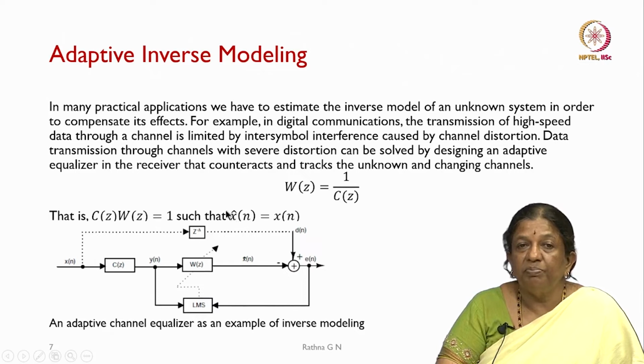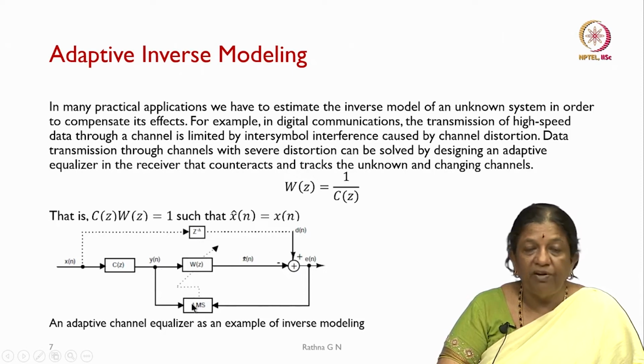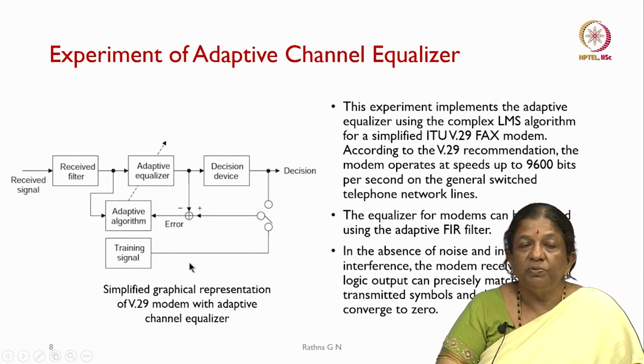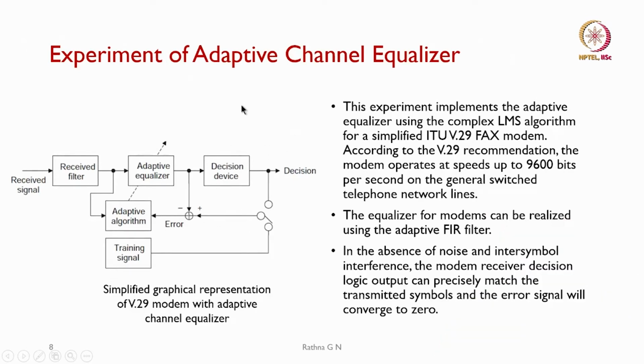So this is how whatever we have passed through the communication channel will be received in this fashion. Whatever we receive, x hat of n, is almost equivalent to x of n, and as usual our error goes through the LMS algorithm, taking the input from y of n. We will be designing our weight function. How we are going to do the channel equalization is shown in this, because this is an experiment where it is going to be used.